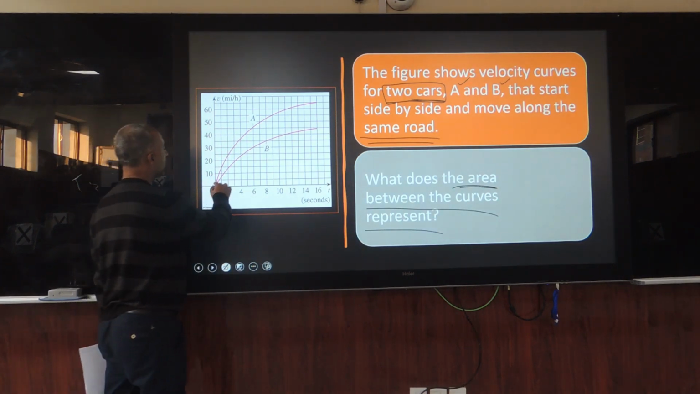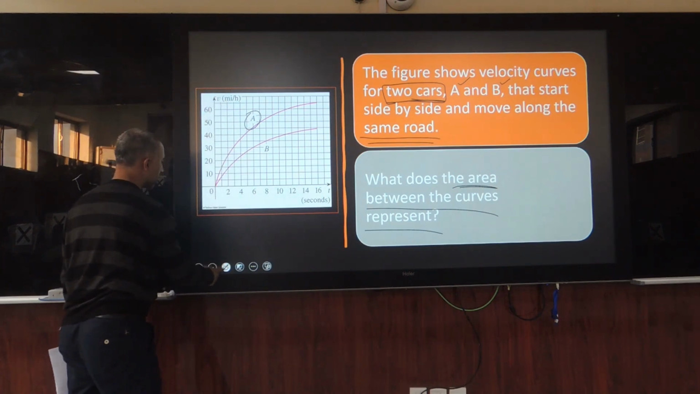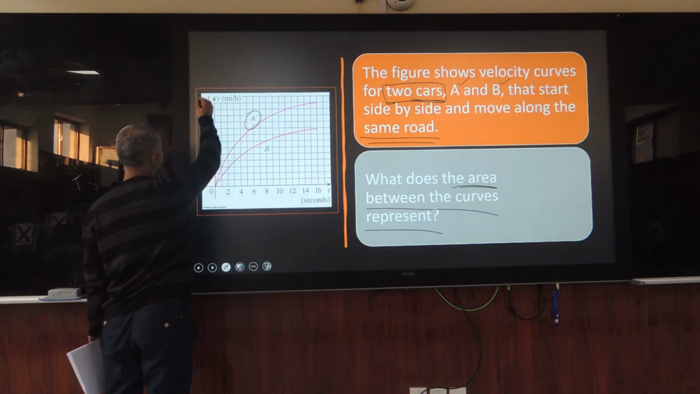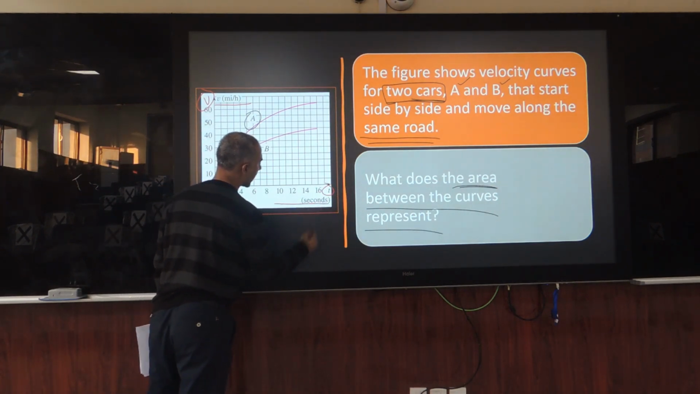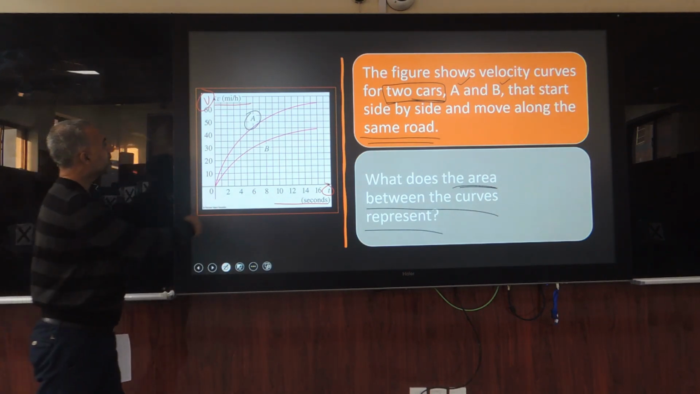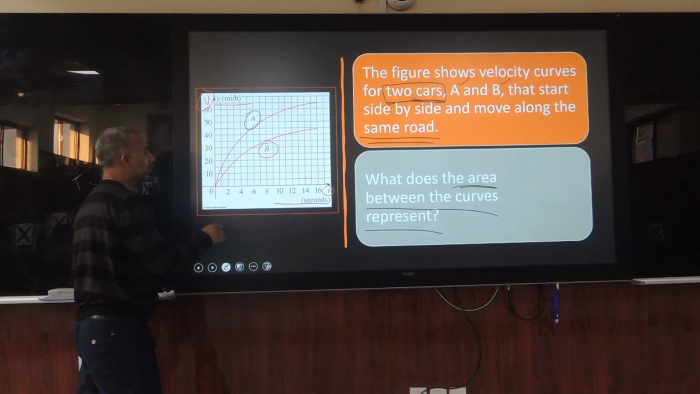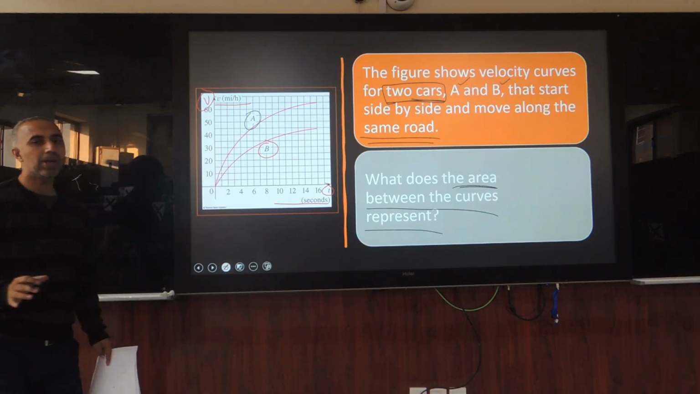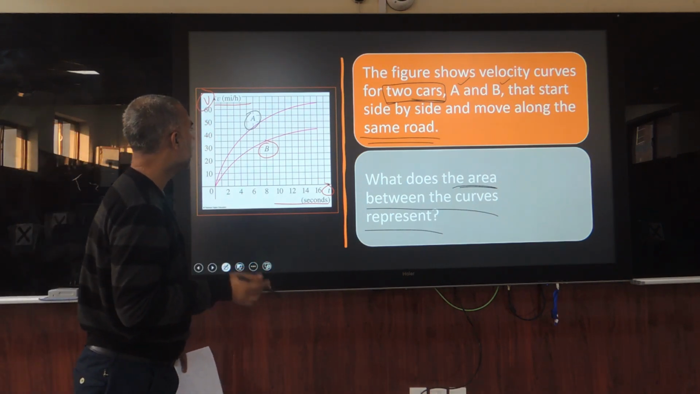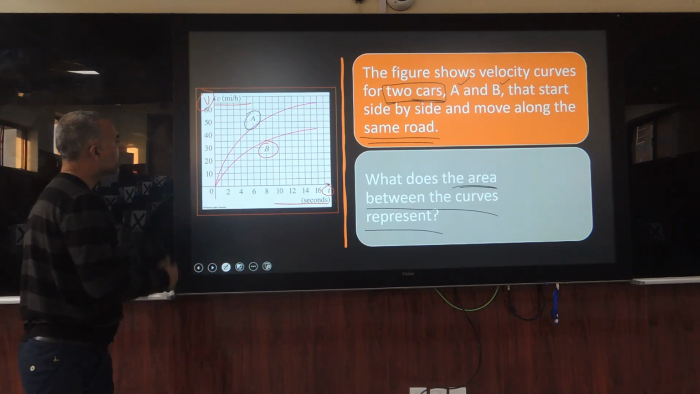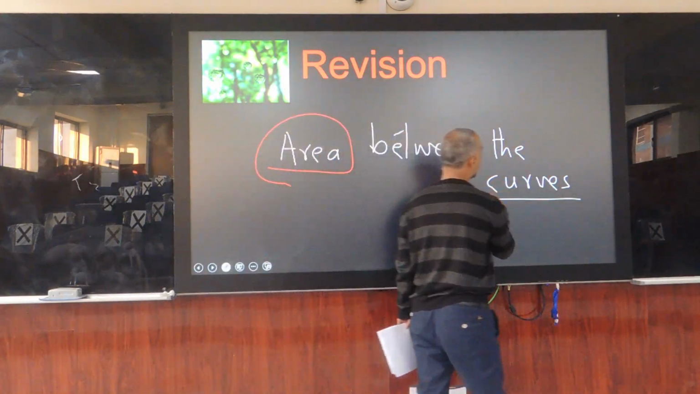For example, in the case of this graph, the vertical axis represents velocity in miles per hour, and the horizontal axis represents time in seconds. The upper graph represents car A, the lower graph represents car B. So the gap between them, actually we want to differentiate the velocity of our two cars in some competition. For this purpose we determine the area between the curves.